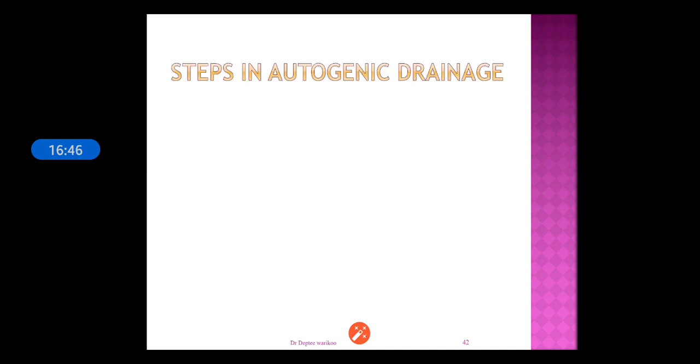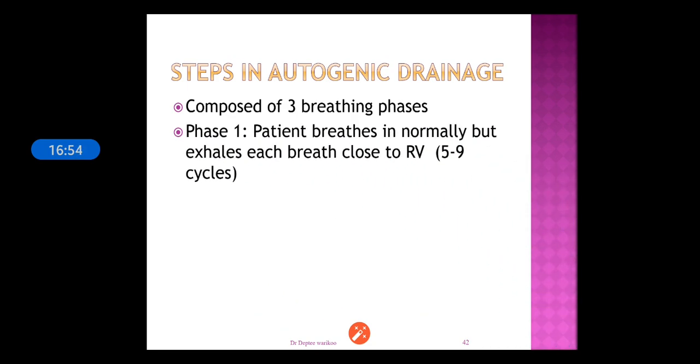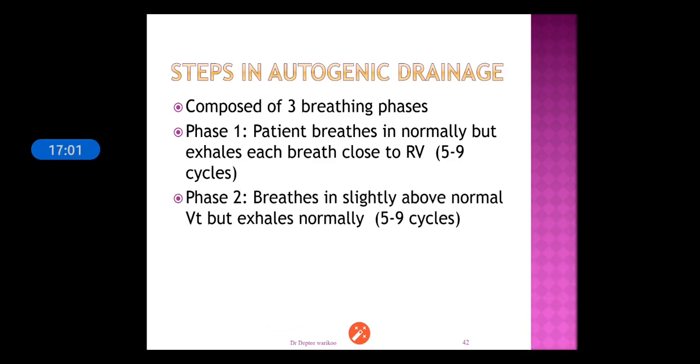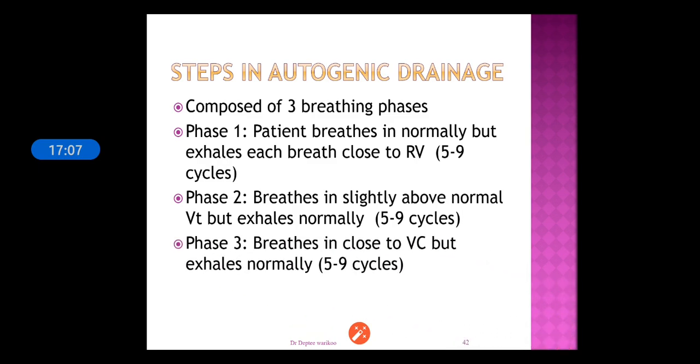So it consists mainly of several steps in autogenic drainage. It is composed of three breathing phases. The first phase is the patient breathes in normally but exhales each breath close to residual volume. Second, the patient breathes in slightly above normal tidal volume but exhales normally. And third, the patient breathes in close to vital capacity but exhales normally. All three phases are repeated as necessary.